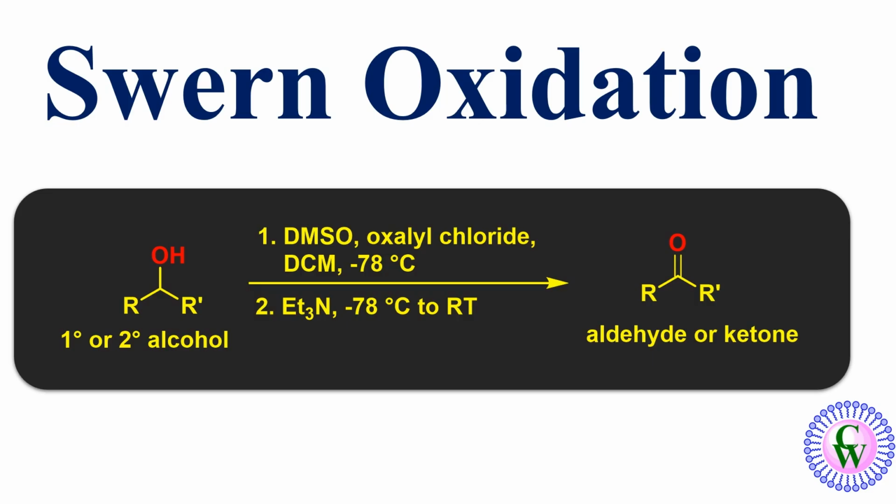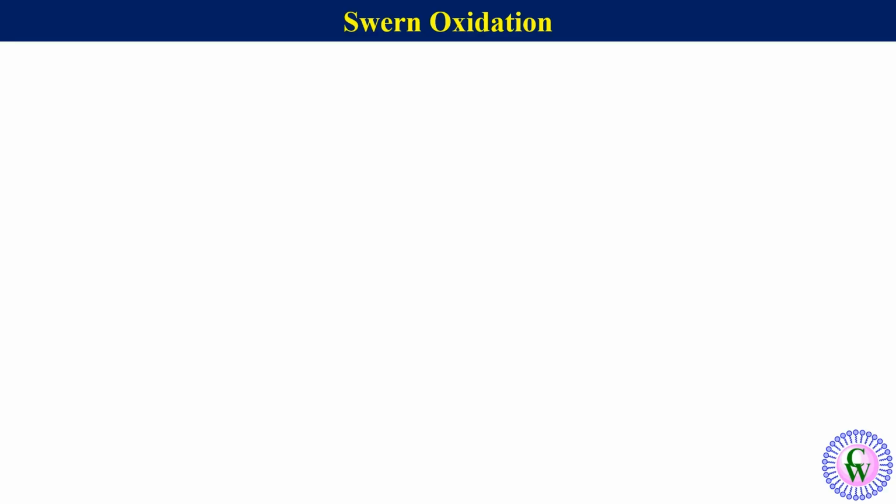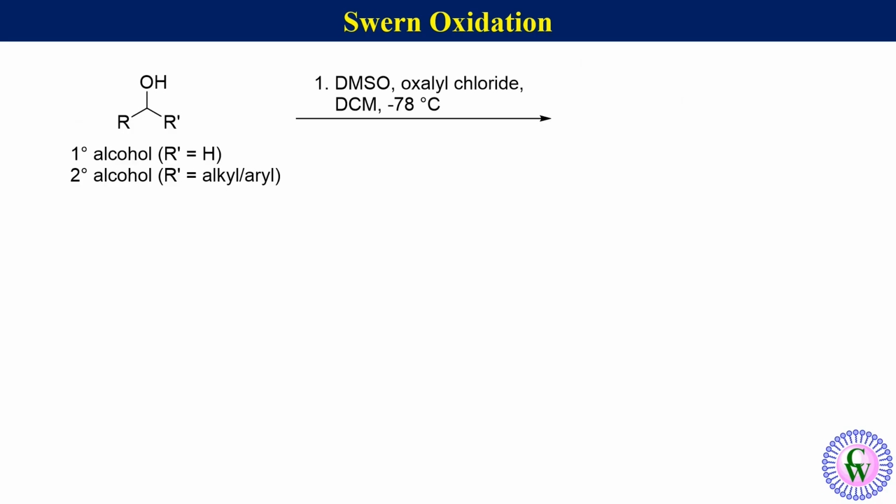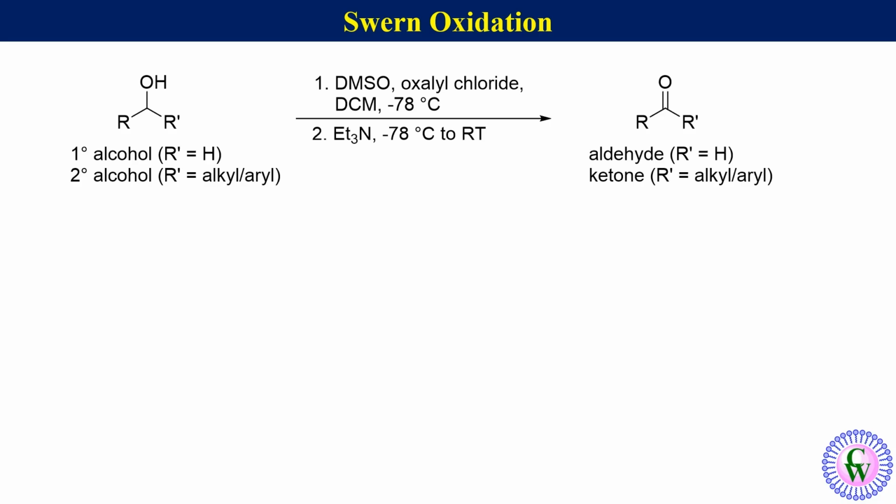In this video we are going to learn a very important name reaction, that is the Swern oxidation. In this reaction, a primary or secondary alcohol reacts with an intermediate in situ generated by the reaction between dimethyl sulfoxide and oxalyl chloride at minus 78 degrees centigrade, followed by reaction with triethylamine at minus 78 degrees centigrade to room temperature to produce aldehyde or ketone.